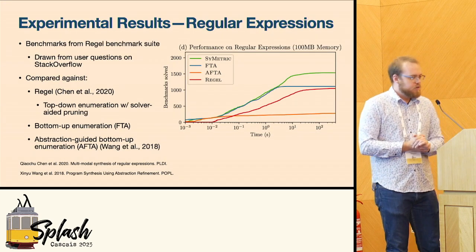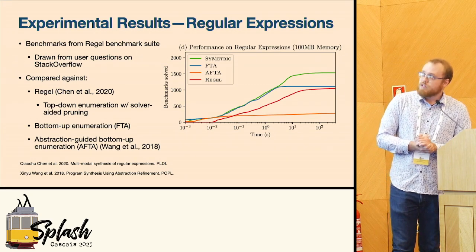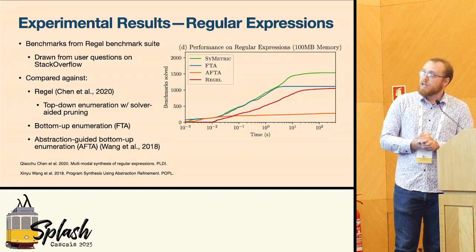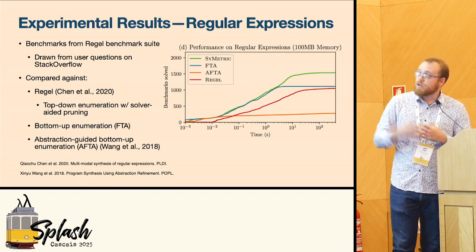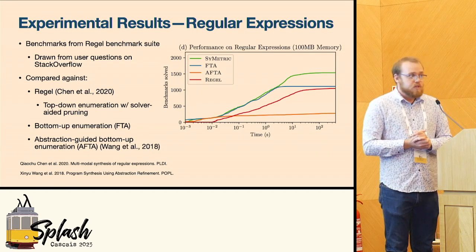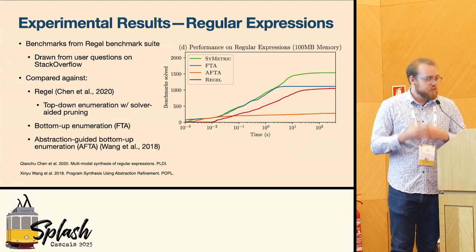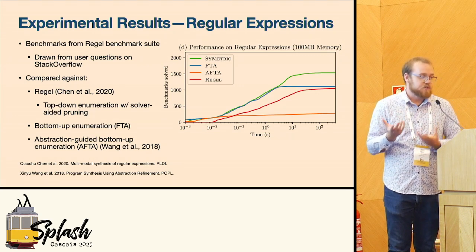Looking at the regular expression domain, we see that the baselines are quite a bit stronger, but we are still outperforming them. Here we look at the prior state-of-the-art. It's a tool called Regel. It's a top-down synthesizer, and it uses some very clever solver-based pruning techniques. We also looked at bottom-up enumeration and abstraction-guided search.